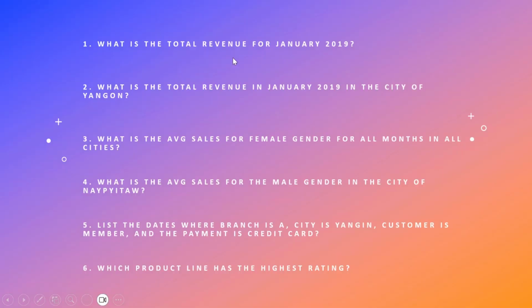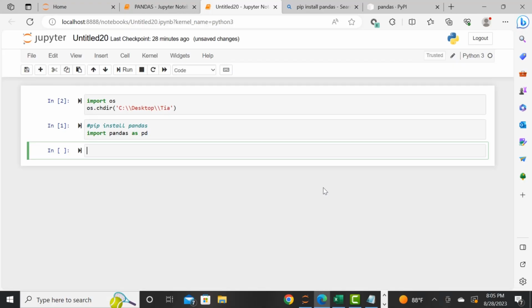So here are the questions. What is the total revenue for January 2019? And then we see a list of 6 questions. So the first question: what is the total revenue for January 2019?